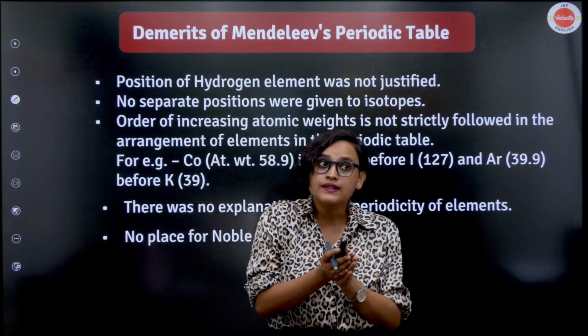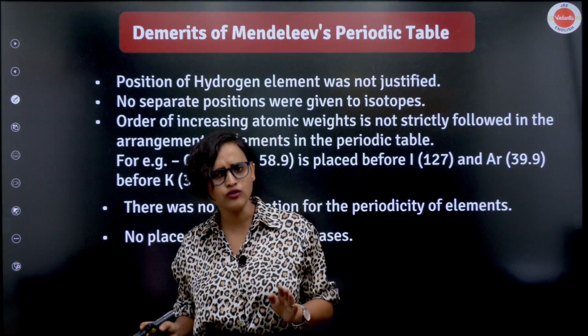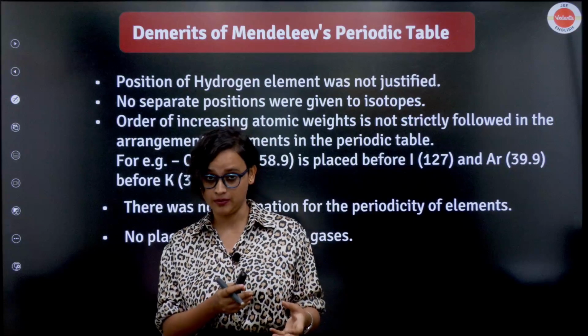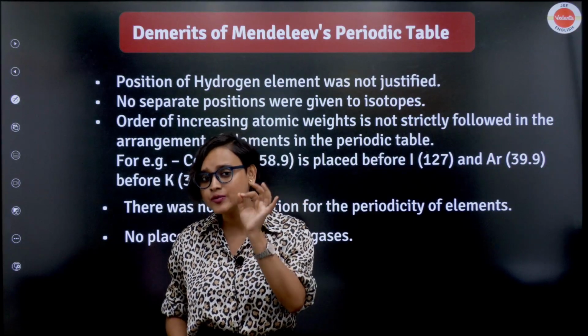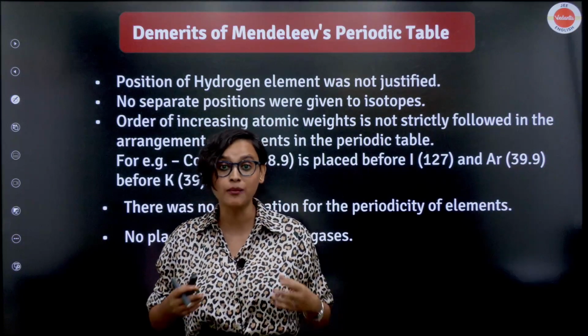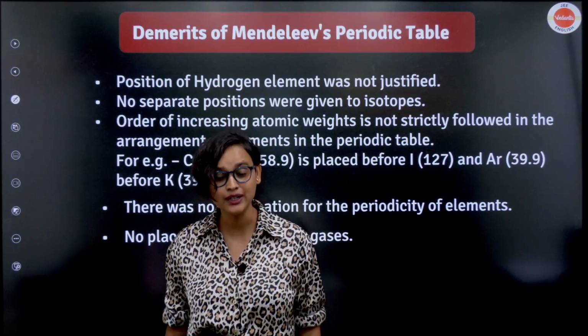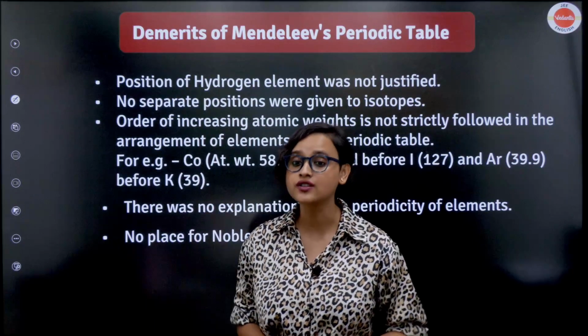So, even in the modern periodic table, the position of the hydrogen element is still not justified. There were no separate positions given to isotopes. Why are we talking about this? I know for right now in today's world, isotopes not getting a different cell makes sense. But at that point of time, Mendeleev's periodic table was actually based on atomic weight. We're talking about atomic mass, and isotopes have different atomic mass, right? That's why we're talking about it. So, he could not create different cells for them.